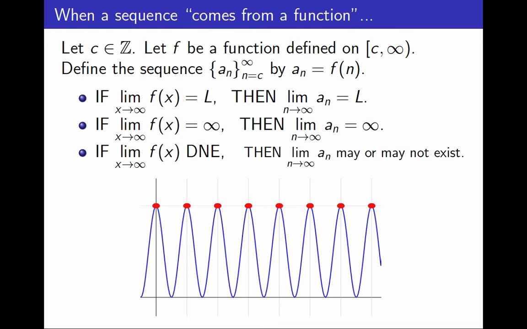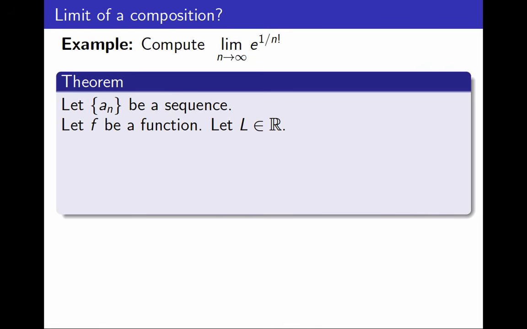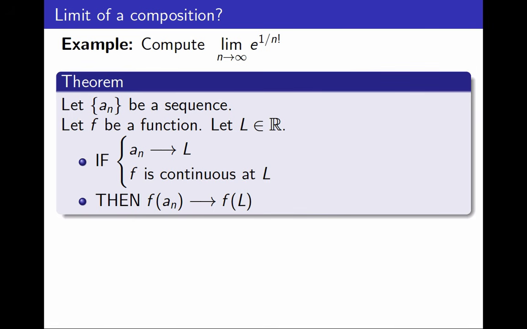To conclude this video, what happens when I compose a function and a sequence? For example, what is the limit as n approaches infinity of e to the 1 over n factorial? I can think of the sequence as the composition of the exponential function and the sequence 1 over n factorial. We have a theorem for this situation. Let a_n be a sequence and let f be a function. I would like to say that if a_n converges to the real number L, then the sequence f of a_n also converges to f of L. But I need a bit more. For this to work, I need to require the function f to be continuous.